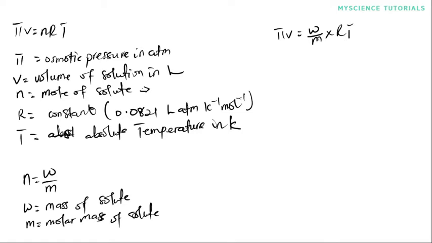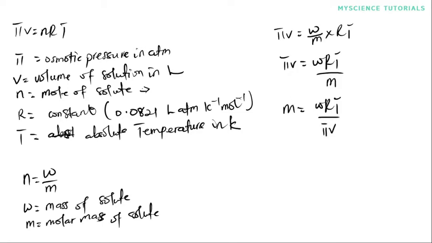So let's try to make m the subject, or the molecular mass the subject. We get pi V equals wRT over m. So if we make m the subject, we get m equals wRT divided by pi V.